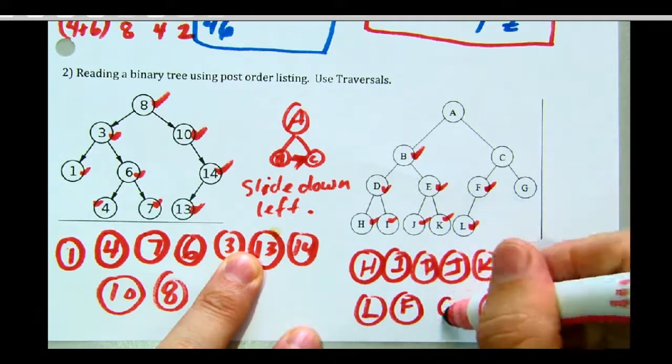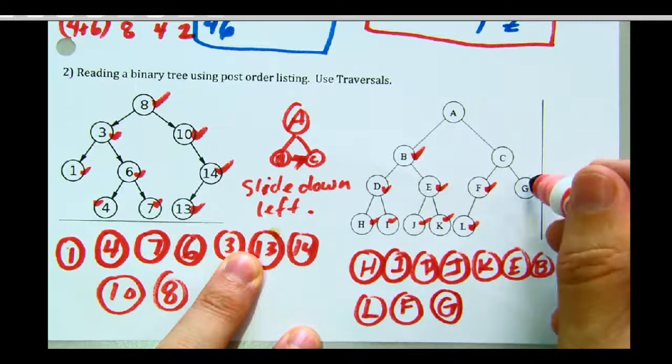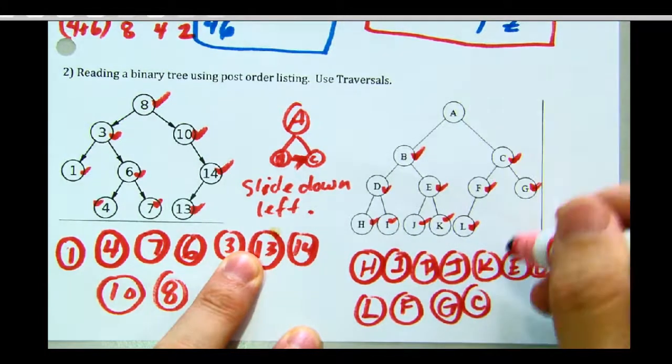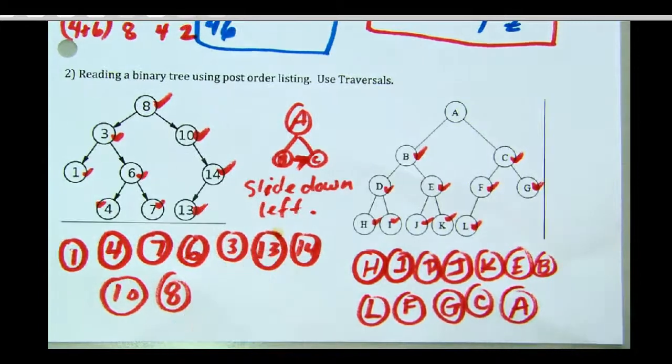Now I do have a traversal. I do the G. Once I complete the children, then I can go to a parent. And then I finish up at A. So that's what you should have ended up with. All right? So I hope that you can do this.